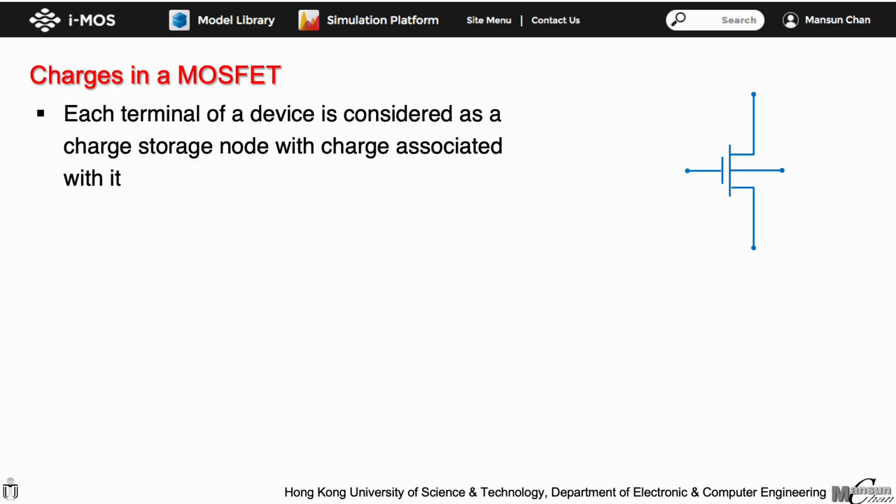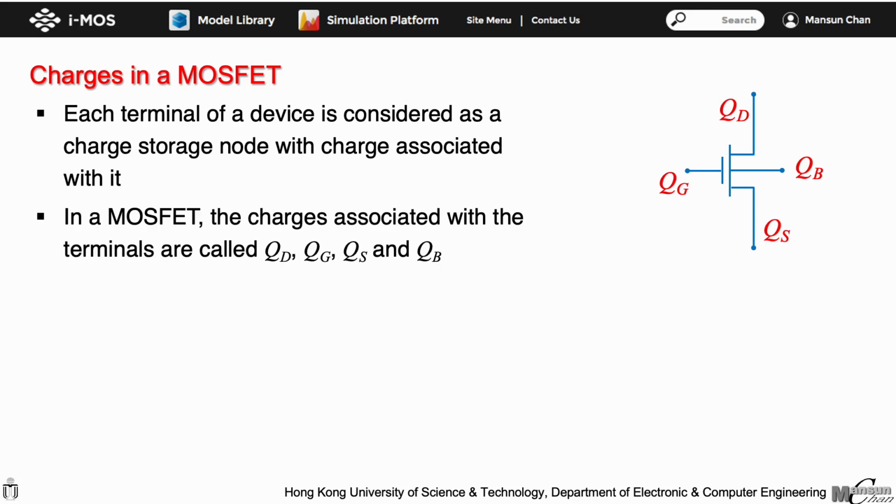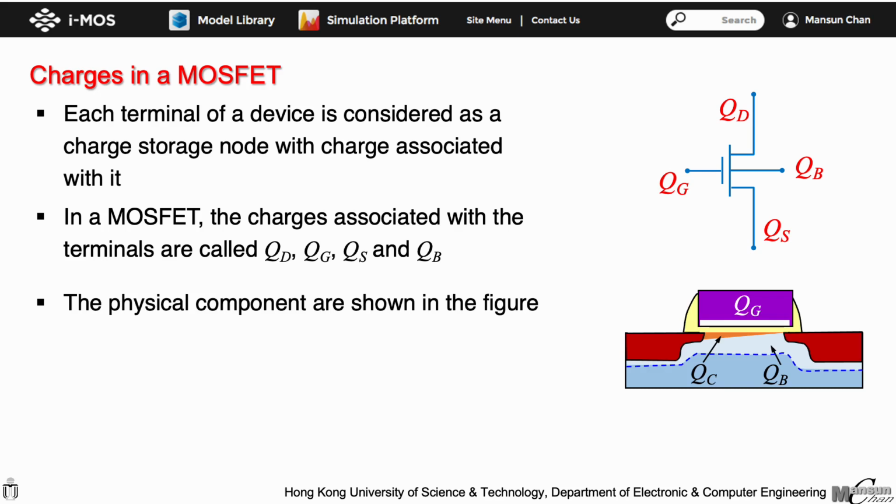For a MOSFET with the symbol given here, each terminal is considered to be a charge storage node with a charge component associated with it. We label the charges associated with the terminals of the MOSFET as QD, QG, QS, and QB respectively, as shown in the figure. The physical components of the charges are illustrated in the figure below, which consists of the gate charge QG, channel carrier charge QC, and substrate depletion charge QB.